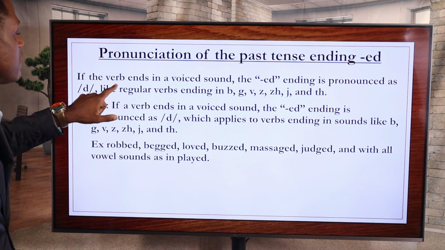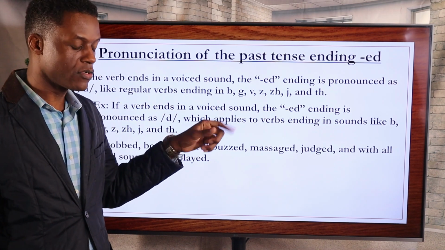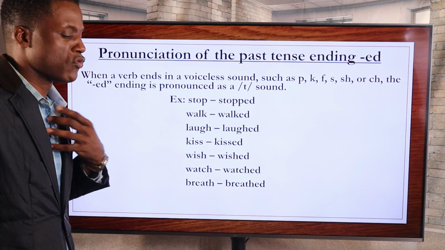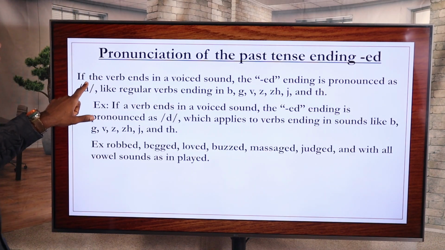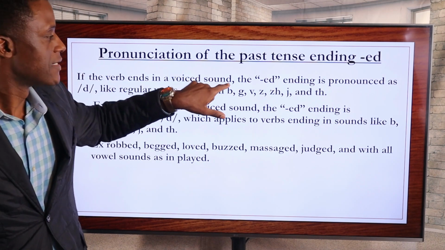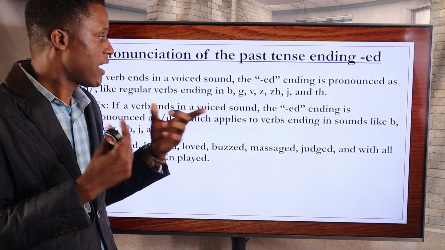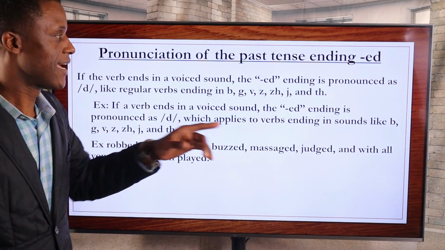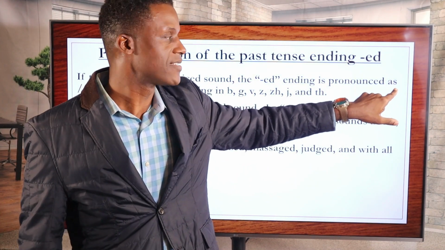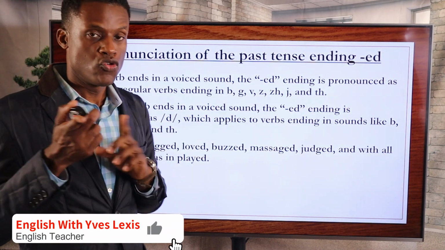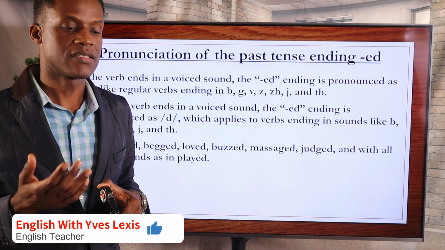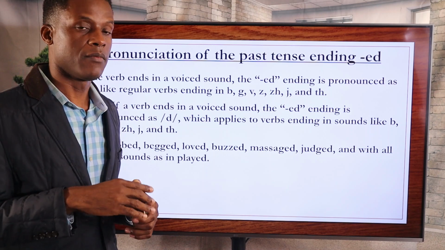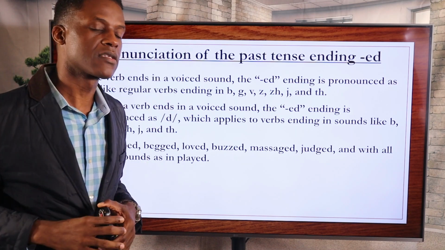Now, the other one. If the verb ends in a voiced sound, earlier we had voiceless, right? We had voiceless, which means no voice, no vocal vibration. If the verb ends in a voiced sound, meaning now you can have the sound, the ed ending is pronounced as, not has, it's as D. So you remember, I said you don't say as, it's when you have the verb to have, it's has. Why? Because you have the H and the stress is on that, of course.